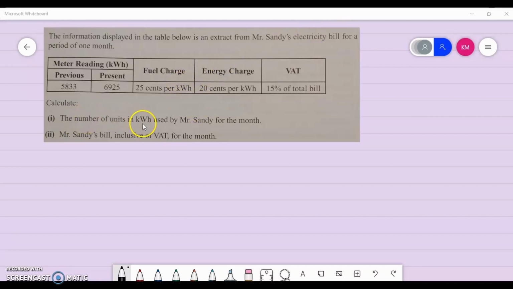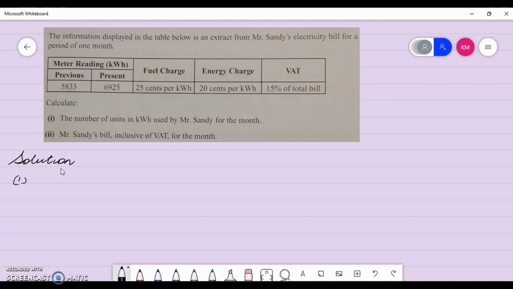So the number of units in kilowatts per hour used by Mr. Sandy for the month, to determine that, I need to look at what his previous reading was and compare it to what his present reading is. So let's say this was probably last month, and this month it's at this now. To determine the number of units that was used, I simply deduct 58.33 from 69.25. So let me write my solution here.